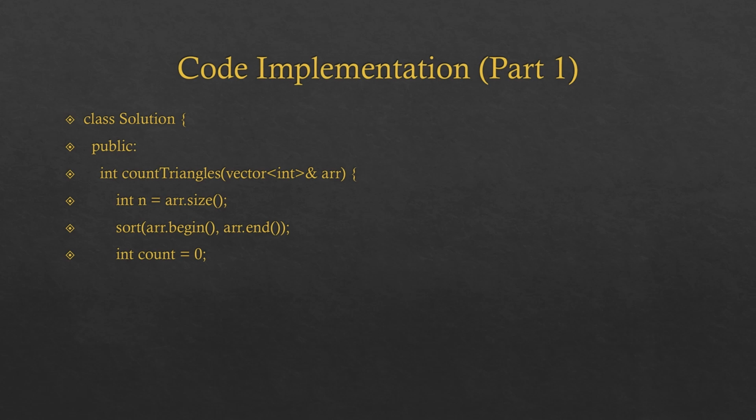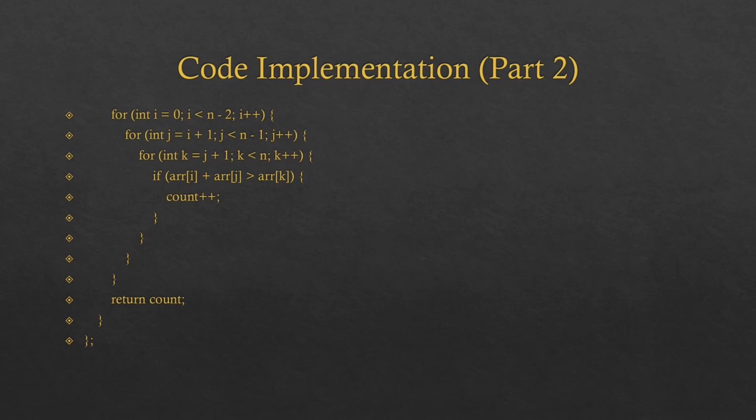Here's the implementation of the solution in C++. First, we define the function countTriangles, which takes the array as input. We begin by sorting the array to simplify the checks. Then we initialize a variable to keep track of the number of valid triangles. Next, we use three nested loops to check all possible triplets. For each triplet, we check if the sum of the first two sides is greater than the third side. If it is, we increment the count. Finally, we return the count of valid triangles.